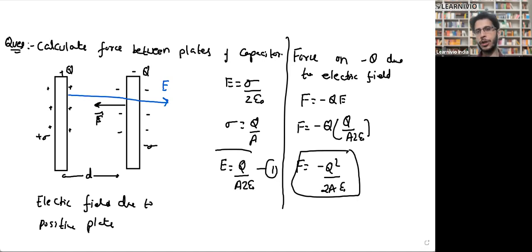So remember, you can use Coulomb's law only if both the charges are point charges. If you don't have point charges, then this expression is very, very useful: F is equal to QE. Calculate field due to one charge, and then multiply the second charge with that field and you will get force, minus Q square by 2A epsilon. Is it clear? Amalia, Mariam? Yes, sir. Just note it down.